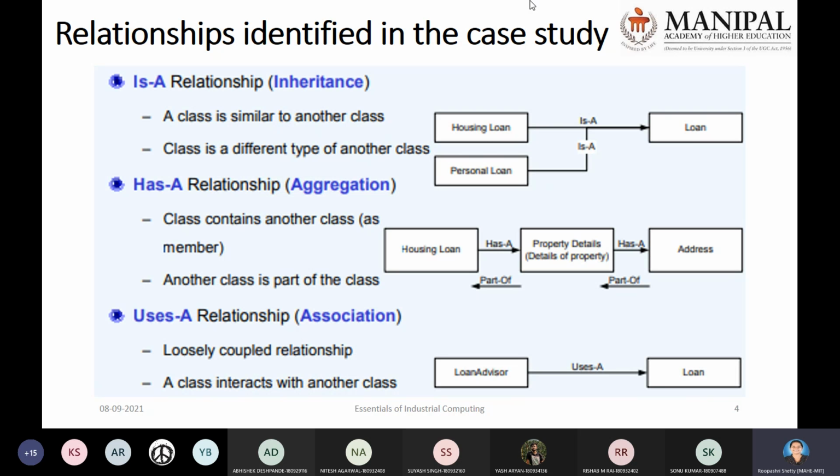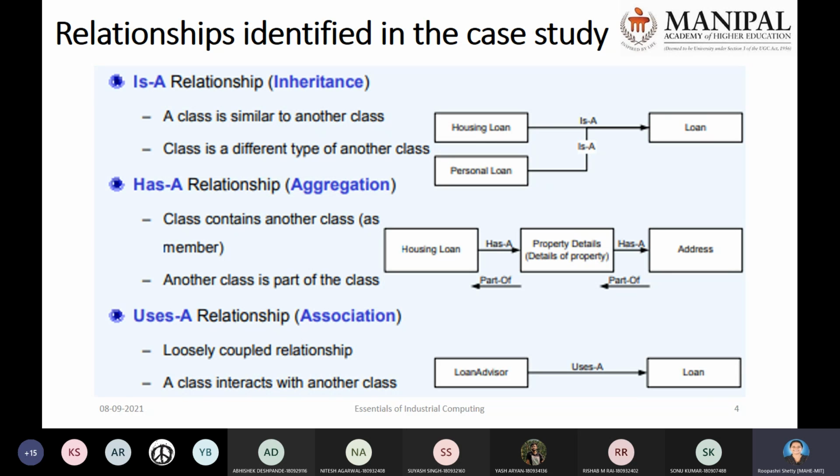So the example: "has a" relationship is aggregation, "uses a" relationship is association, and this case study also we have discussed, right? The loan, there are multiple different types of loans, and housing loan is a type of loan, personal loan is a type of loan. So that relationship is called inheritance.